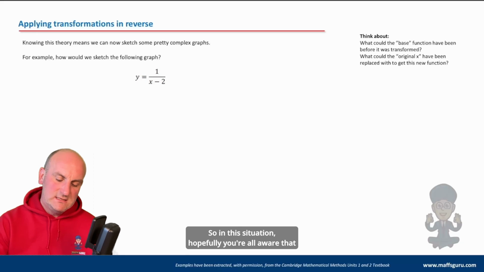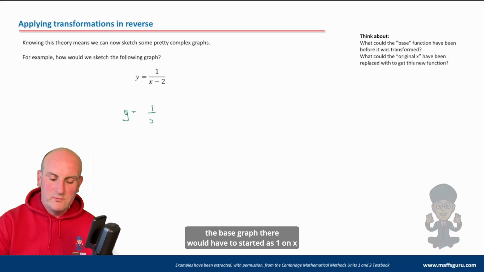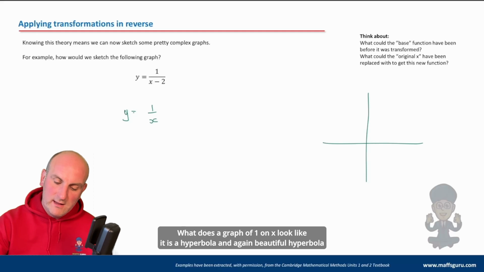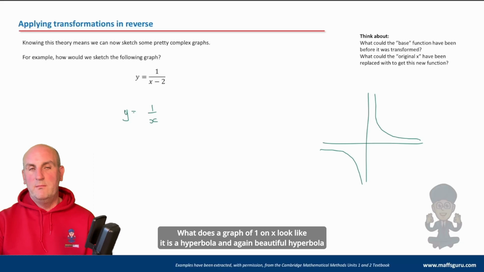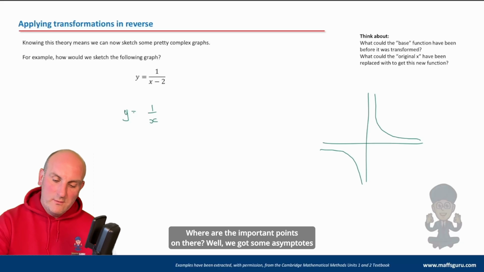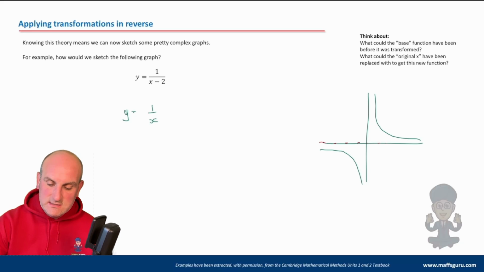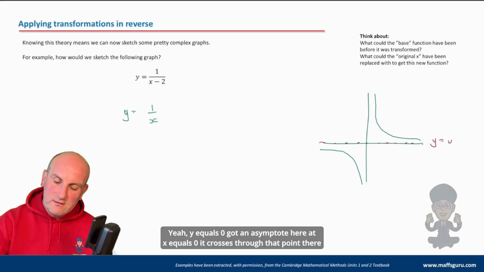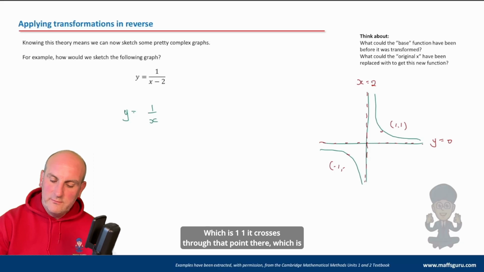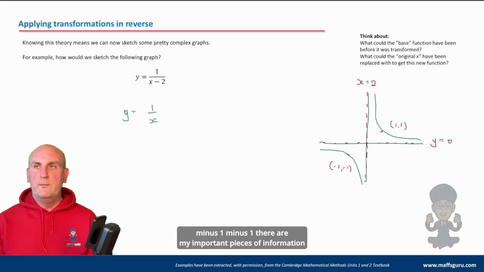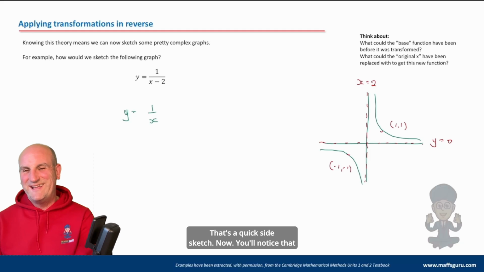So in this situation, hopefully you're all aware that the base graph would have to have started as 1 on x. What does a graph of 1 on x look like? It is a hyperbola. And again, beautiful hyperbola. Where are the important points on there? Well, we've got some asymptotes, at y equals 0, and an asymptote here at x equals 0. It crosses through that point there, which is 1, 1. It crosses through that point there, which is minus 1, minus 1. They are my important pieces of information. That's a quick side sketch.